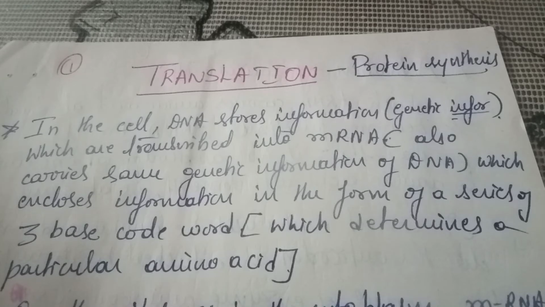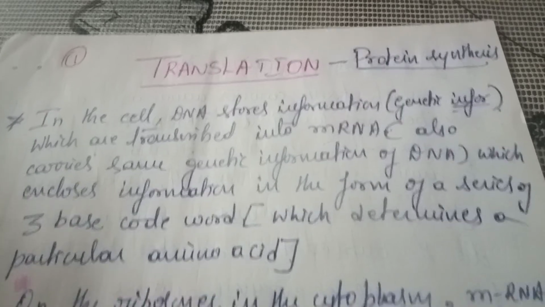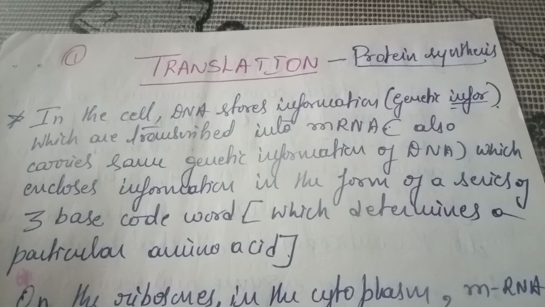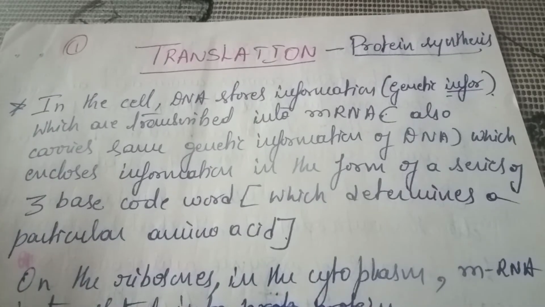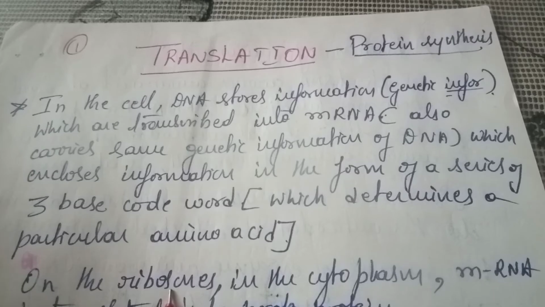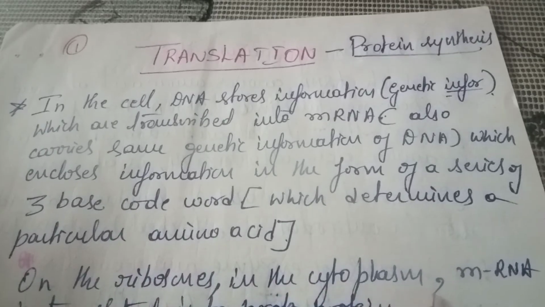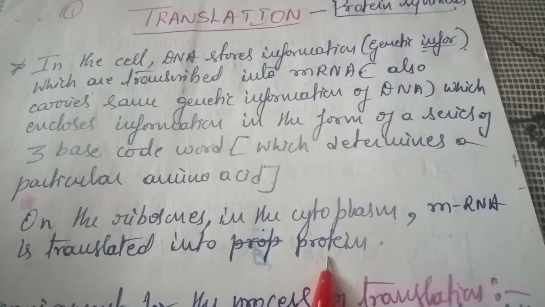But this transcribed mRNA encloses the information in the form of three-base codes, which we call a triplet codon. Each triplet codon determines a particular type of amino acid. I think every biology student knows this basic information, and you are also very familiar with this: protein synthesis is done on the ribosomes. So on the ribosome in the cytoplasm, the mRNA will be translated into proteins.